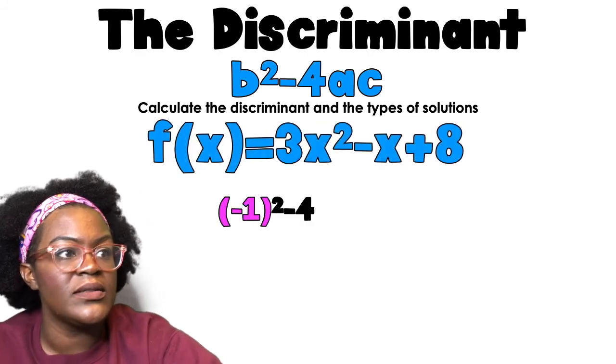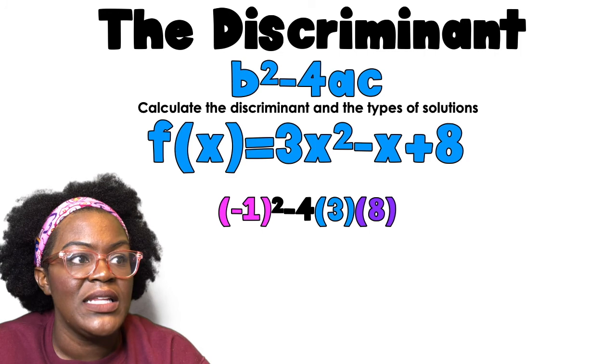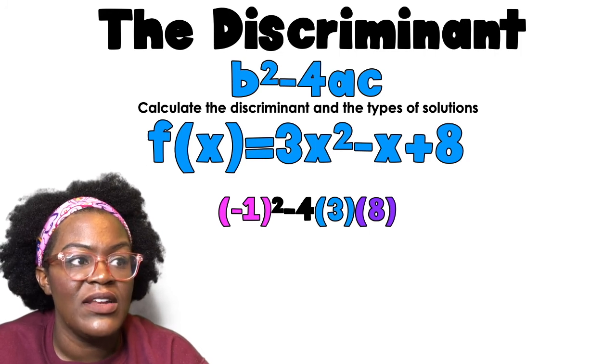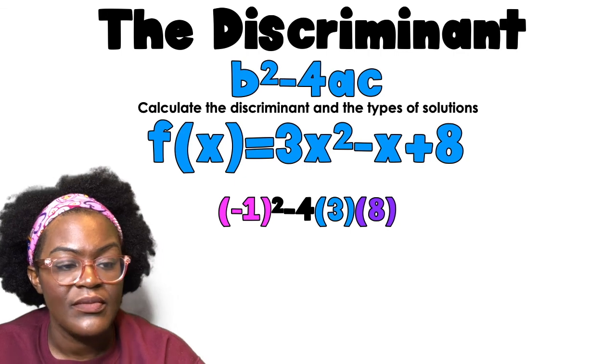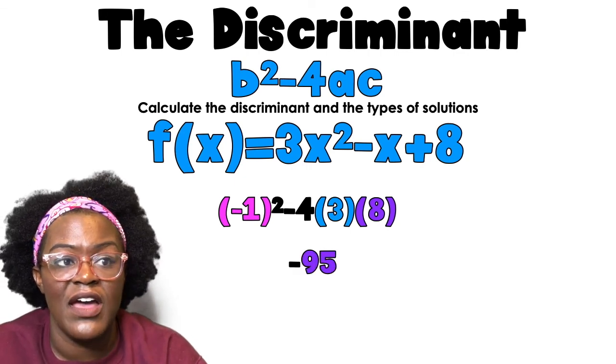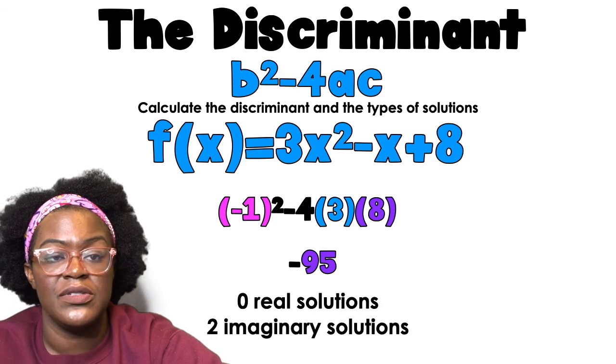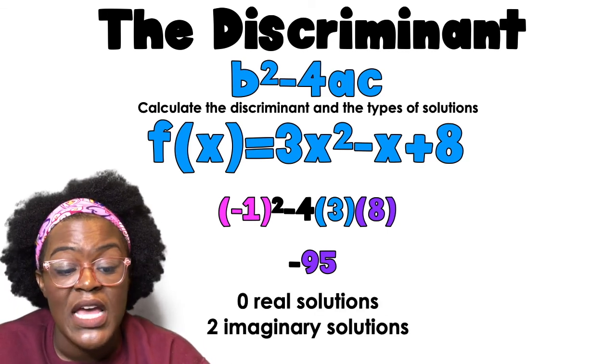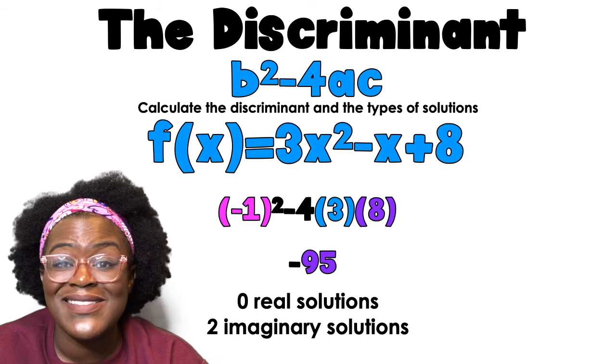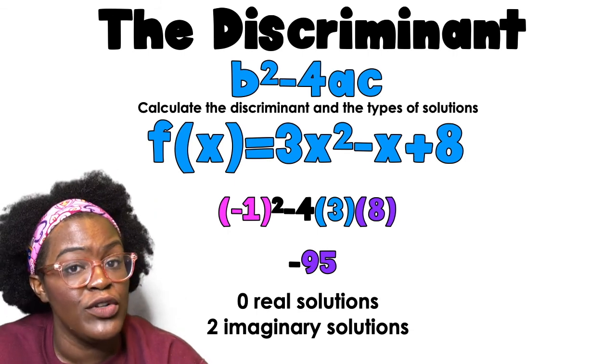And then last but not least, when I do this one, I have negative 1 parentheses squared minus 4 times 3 times 8. My discriminant is going to be negative 95, and that's less than 0, so there's 0 real solutions, 2 imaginary solutions. Bada bing, bada boom. That is the quadratic formula and discriminants in a nutshell, a really, really quick nutshell.